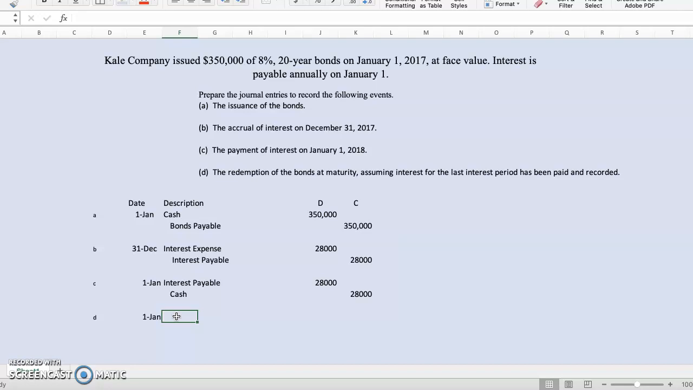So now we're going to get rid of it out of our bonds payable account. And we are going to credit cash because we're going to pay it out of that account for the full amount, $350,000. Now we don't need to add our interest or anything because we've been paying it every single year. So all that's still owed is the actual bond itself.